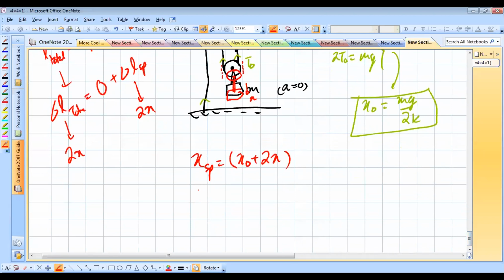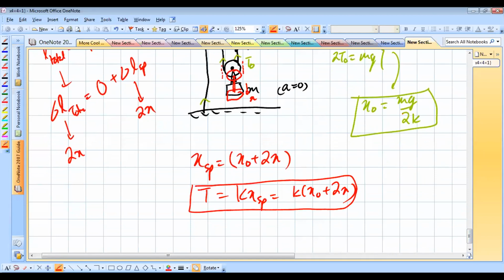So in the new FBD, the tension will change to T. So that T will be equal to k into x, the new value of x. So it is k into x naught plus 2x. So k into x naught, remember, was how much? It was mg by 2. So this is mg by 2 plus 2kx. That is the new value of tension.